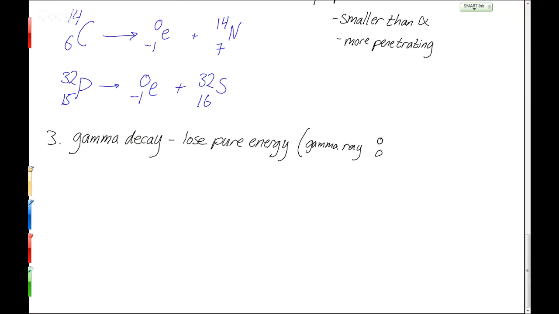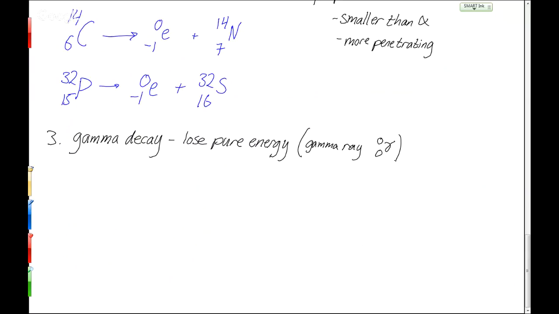So a gamma ray is just written as the Greek letter gamma, and then 0, 0, because it has no mass, no charge, it's just pure energy, it's just light. So if we lose pure energy, that means our equations are going to look a little bit different because the numbers aren't going to change. We're not losing any particles out of the nucleus when we undergo gamma decay, we're only losing energy.